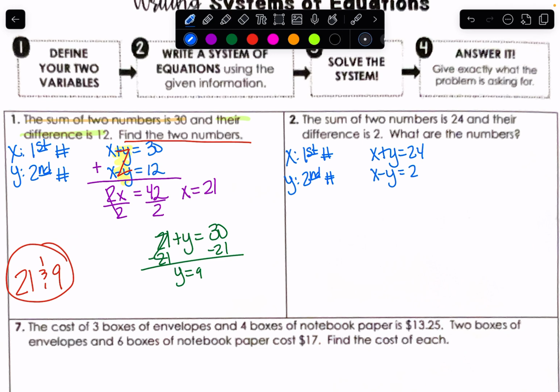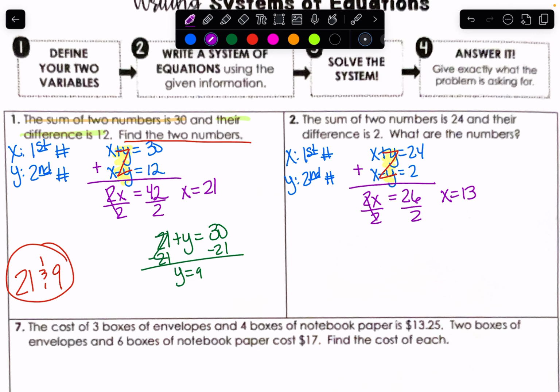Again, I'm choosing to use the elimination method. So I'm going to go ahead and add these together. I see some variables are already opposite coefficients. So that makes things easier for me. x plus x is 2x. y plus negative y makes a 0 pair. 24 plus 2 gives me 26. To solve for x, I would simply divide both sides by 2, and I see that x is 13.